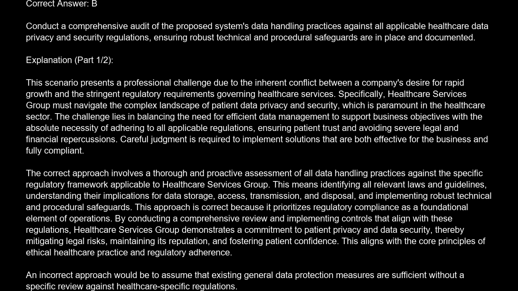The correct approach involves a thorough and proactive assessment of all data handling practices against the specific regulatory framework applicable to Healthcare Services Group. This means identifying all relevant laws and guidelines, understanding their implications for data storage, access, transmission, and disposal, and implementing robust technical and procedural safeguards. This approach is correct because it prioritizes regulatory compliance as a foundational element of operations.